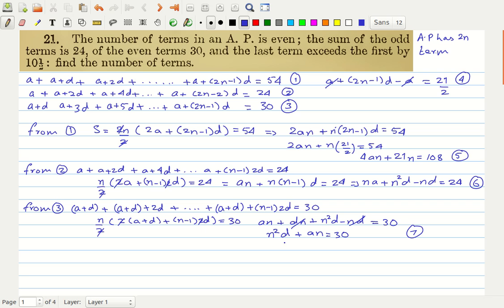Now we know that n square d plus an is equal to 30, so this should also be equal to 30, right? So from 6 and 7 we get nd is equal to 30 minus 24, which is equal to 6, right? We know that n times d is equal to 6.